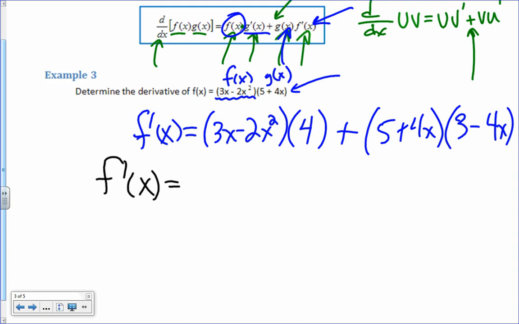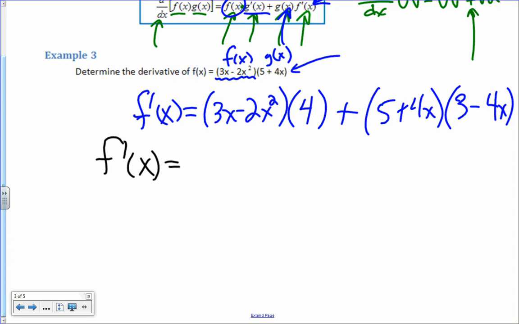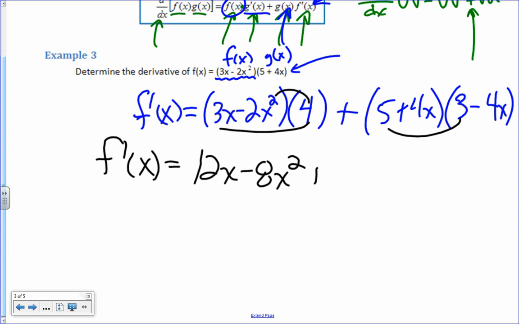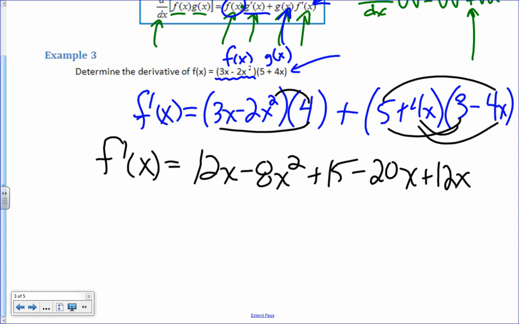Now remember, doing this by definition, you'd be substituting x plus delta x in for all those and all that fun stuff. Because some of you are saying this isn't a shortcut. Yeah, it is. So here we go. That's 12x minus 8x squared. Or again, when paired with another shortcut, it is. And here we go, plus 15 minus 20x plus 12x minus 16x squared.